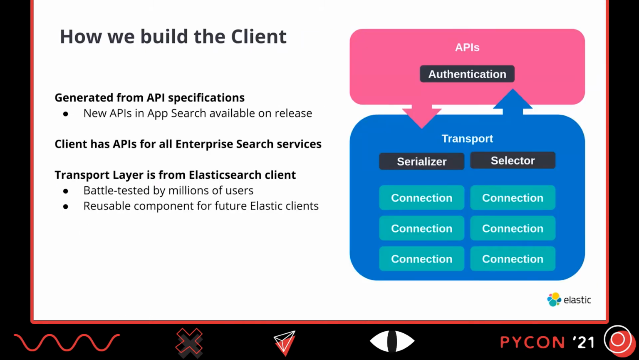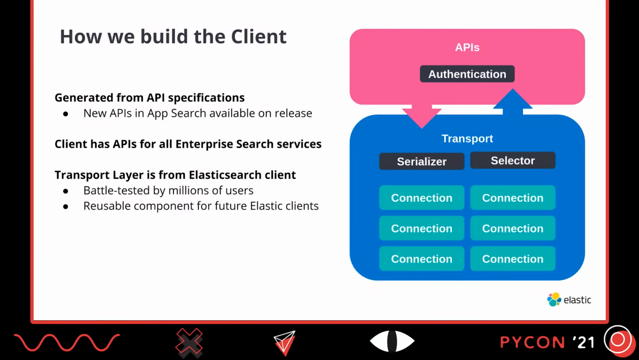The client itself is mostly generated from an API specification. So new APIs are available right when the new version of Enterprise Search is released. Immediately from day one, you can use these new APIs available after you upgrade. The client is separated into two layers, the API layer and the transport layer. The API layer is mostly generated with a few additional service-specific behaviors and helpers for authentication. The transport layer is a separate component that was lifted from the popular Python Elasticsearch client, and so it's been used by a very wide set of use cases, and it's been proven to be effective in those use cases.